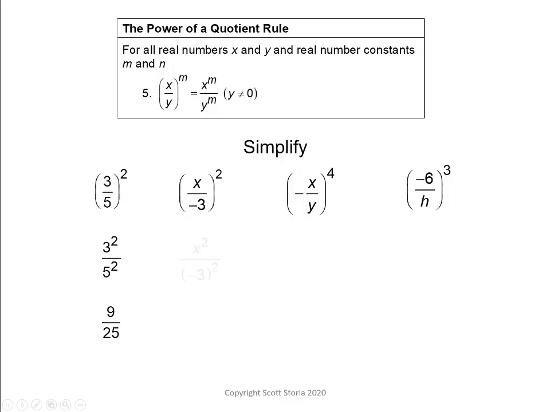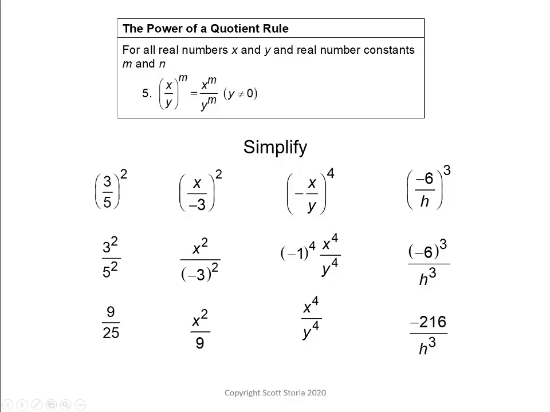For this one, I'll square x and I'll square -3. The quantity -3 squared is 9, and so there's my simplified quotient. For this one, the factor of -1 will get an exponent of 4, as will the base of x and the base of y. The fourth power of -1 is +1, so there's the final quotient. And for the fourth one, my bases will be -6 and h, and the quantity -6 cubed is -216.